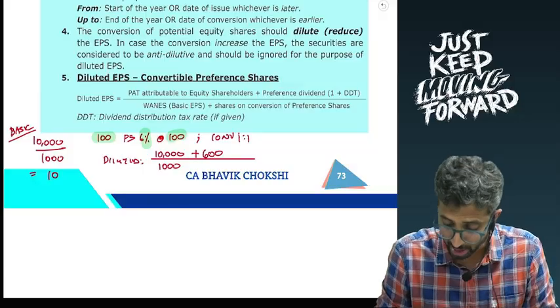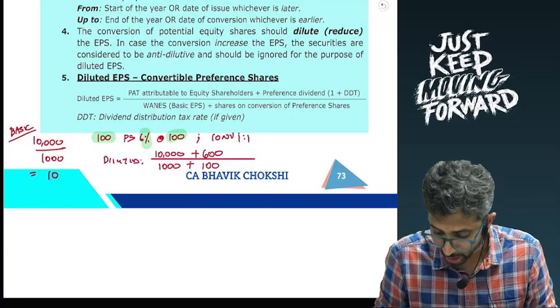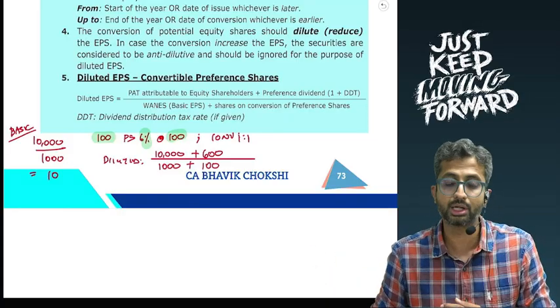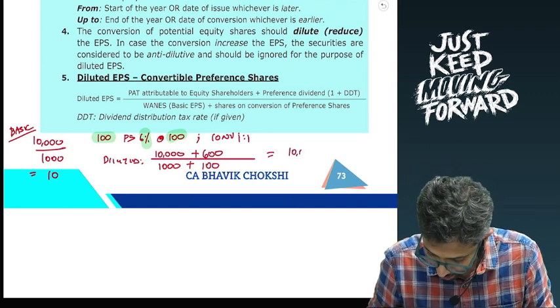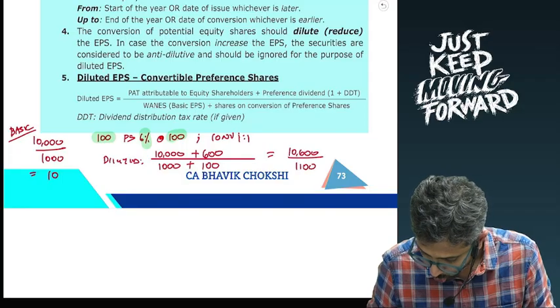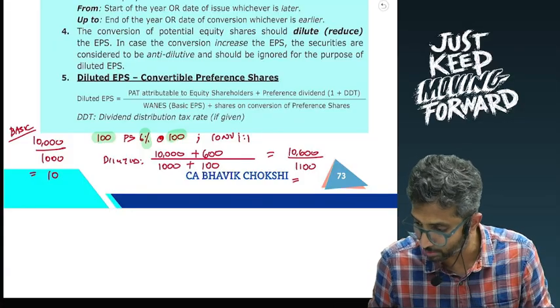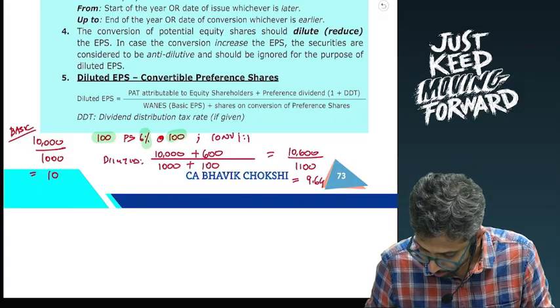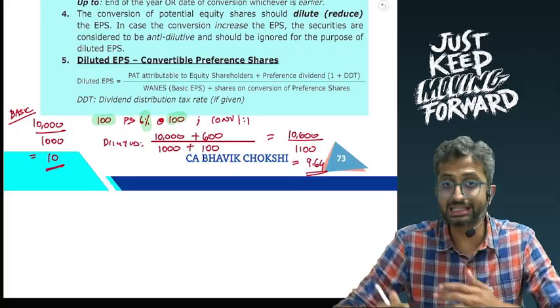You will add that in the numerator, but at the same time, 100 preference shares will get converted into 100 equity shares. So there will be another 100 equity shares issued, and hence 10,600 divided by 1,100 will give you 9.64. Now 9.64 is lower than 10, and hence we say that this is diluted.